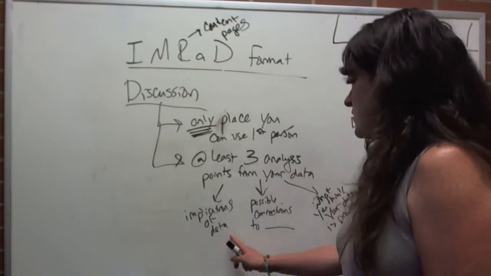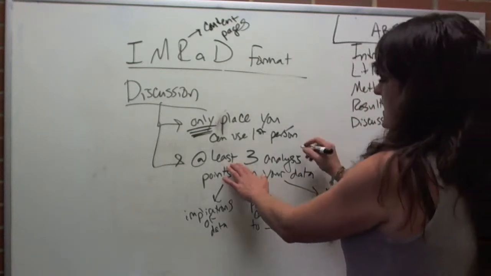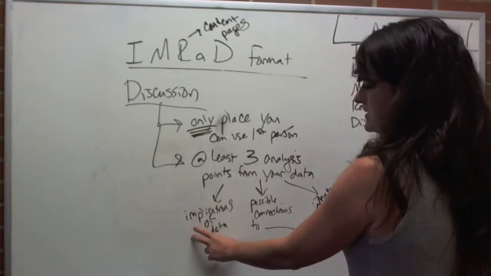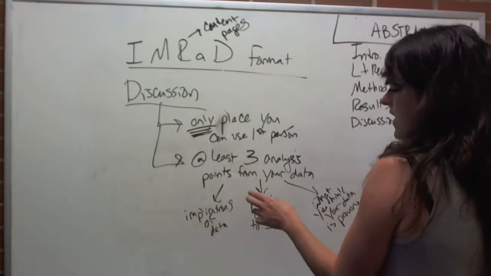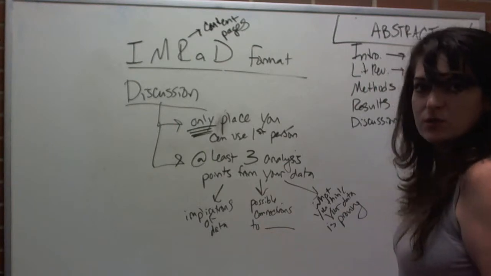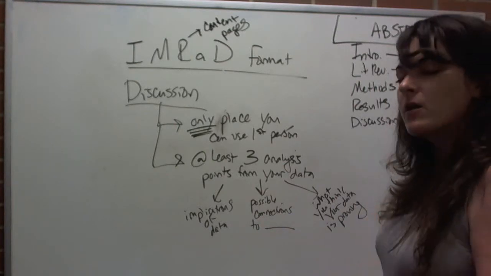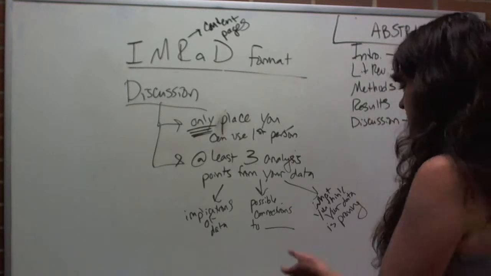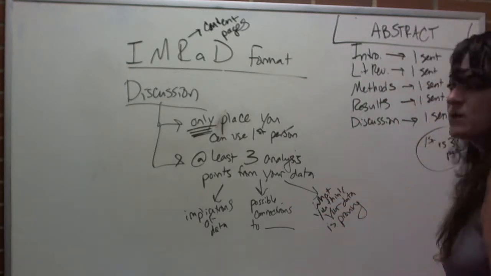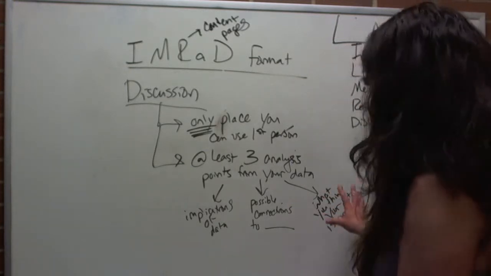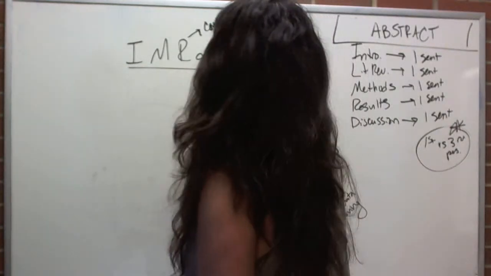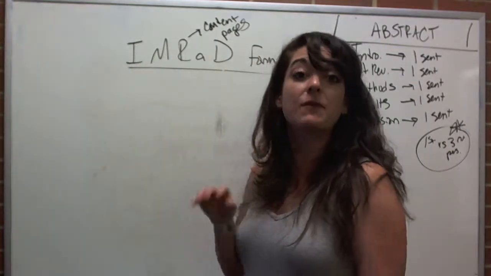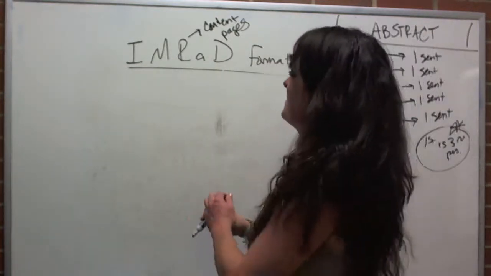Let's go over this again. At least 3 analysis points from your data. Are there implications that your data is supporting? Are there possible connections to stereotypes of human behavior or sociological norms or those kinds of things? And basically, what do you think your data is proving? Oh, sorry, I erased it, but that would be the 5th section.